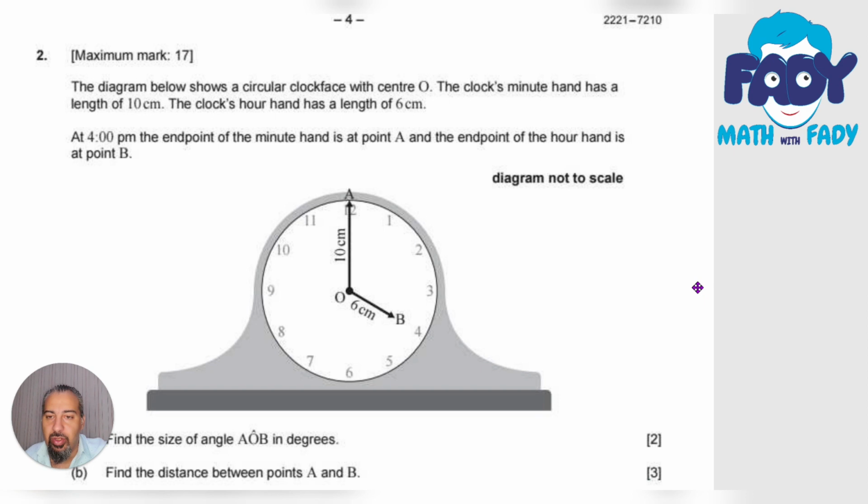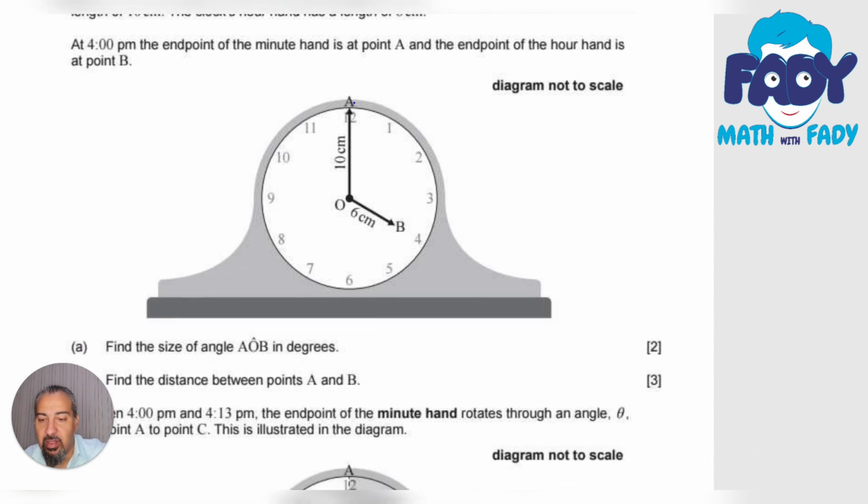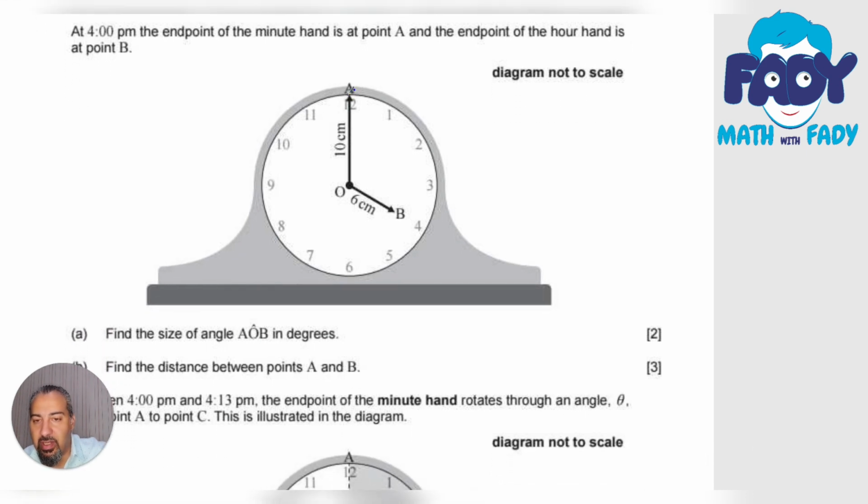The diagram below shows a circular clock face with center O. The clock's minute hand has a length of 10 centimeters. The clock's hour hand has a length of 6 centimeters. At 4 p.m., the end point of the minute hand is at point A. The end point of the hour hand is point B. Find the size of the angle AOB in degrees. AOB. We need to find the size of this angle.